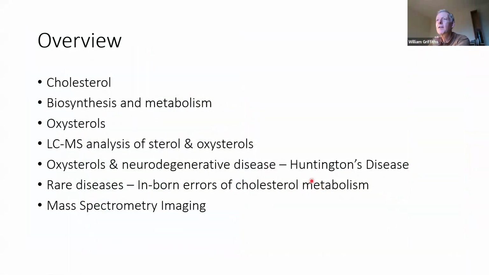Okay, to the talk. So, an overview of the talk. We'll start with cholesterol, which is the archetypical sterol. We'll look a bit at the biosynthesis and metabolism, and then we'll talk about the molecules that I'm really interested in, which are the oxysterols, and then we'll talk about their analysis by LCMS. And then we'll look at some applications of why oxysterols can actually be important. So we'll look at a neurodegenerative disease, Huntington's disease, and then we'll look at what I'm doing a lot at the moment, which is inborn errors of cholesterol metabolism, and trying to improve the diagnosis. And at the end, we'll have some mass spectrometry imaging of cholesterol and oxysterols.